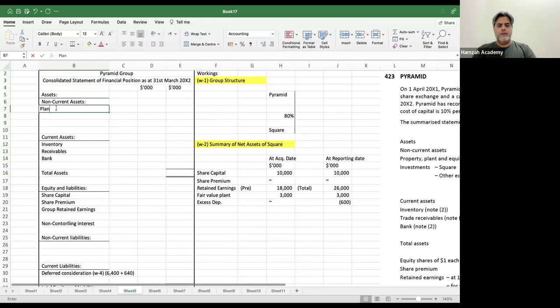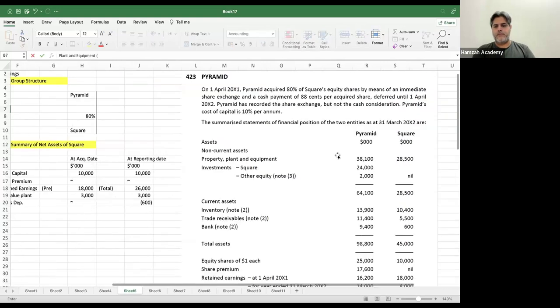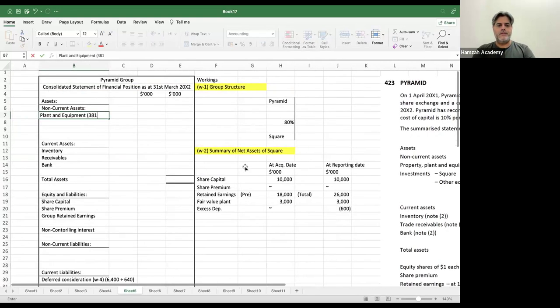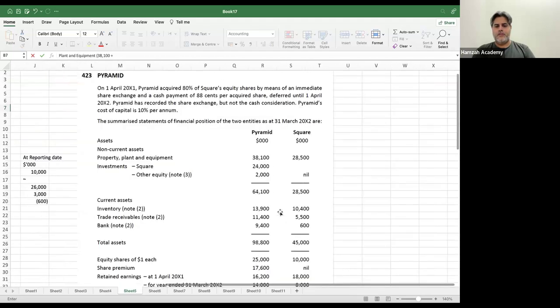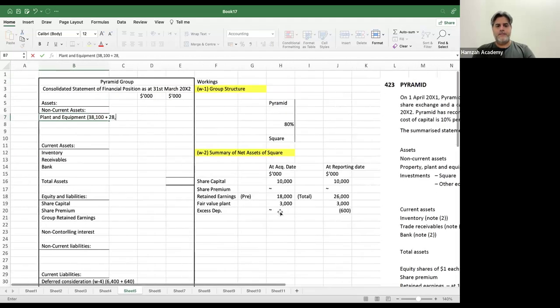We'll go here, plant and equipment. 38,100, 28,500, minus 600 over here. Done?